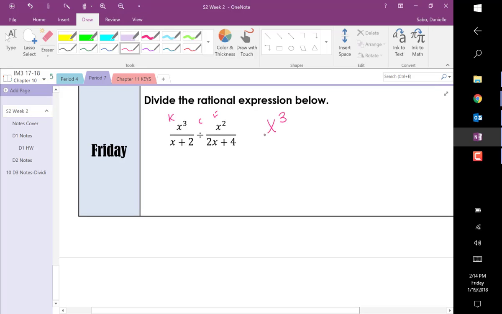So keep x cubed over x plus 2. But then I'm going to change the division to multiplication. That's what the C means. Change it. And then I flip the second fraction. So the x squared goes on the bottom, and the 2x plus 4 goes on top.